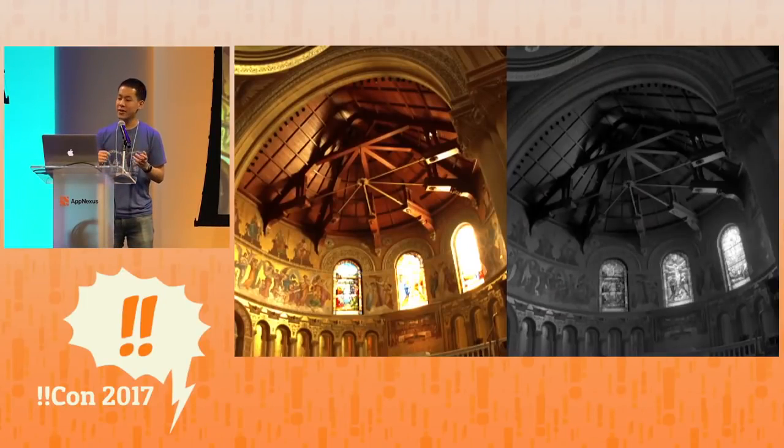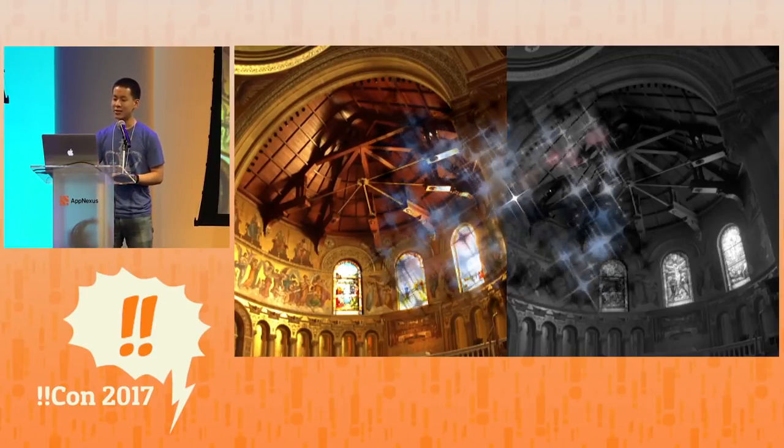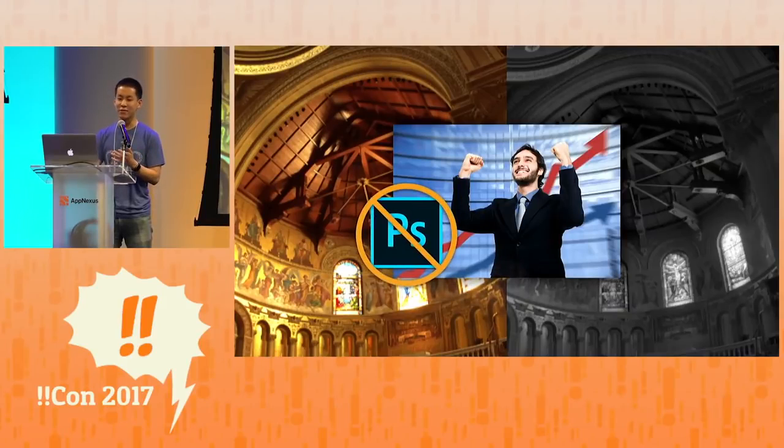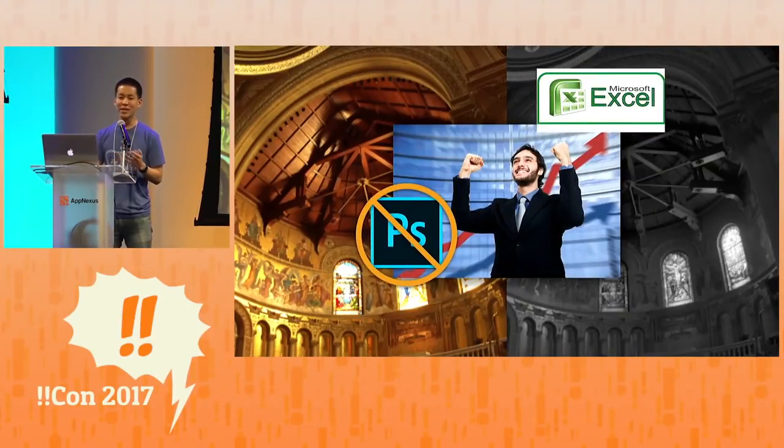So you can see here that the windows on the right, you can actually see the stained glass artwork where you can't on the left. So you can tell there's like a picture of Jesus on the cross and like some other stuff in the other windows. And so this means we're successful, and our business people are so happy now because they can uninstall Photoshop and only use Microsoft Excel.